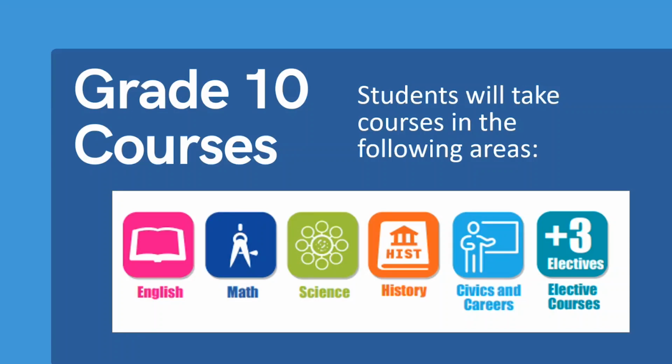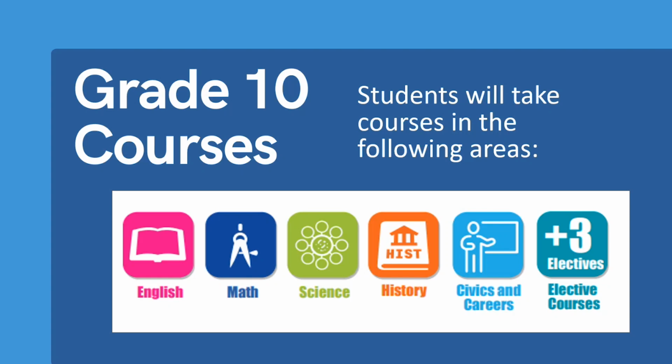In general, what courses do students take in grade 10? Students will select courses in the following areas: English, math, science, history, civics and careers, and an additional 3 optional courses. The optional courses can be in a variety of areas based on student interests and will vary based on the facilities and expertise offered by individual schools. Please refer to your high school's course calendar for specific course offerings for your school.